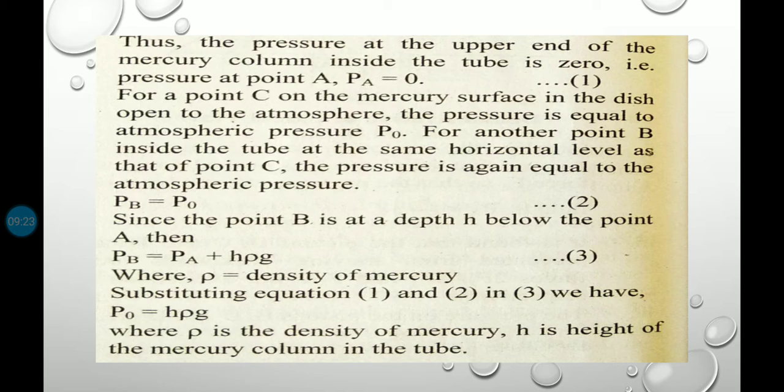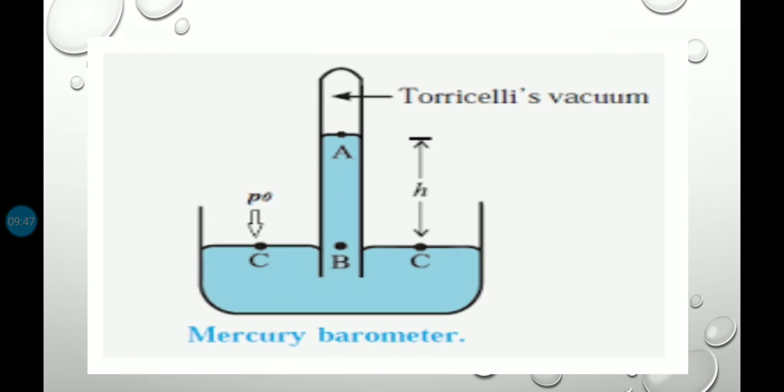Substituting equations 1 and 2 in equation 3, we get P0 is equal to h rho g, where rho is the density of mercury and h is the height of the mercury column in the tube. This is the theory about the mercury barometer, and the question for this topic is: write a short note on mercury barometer.